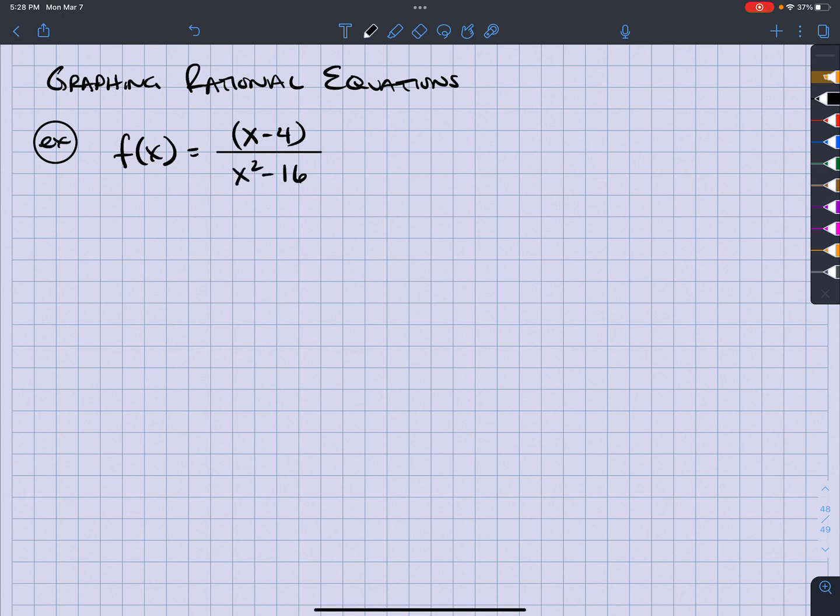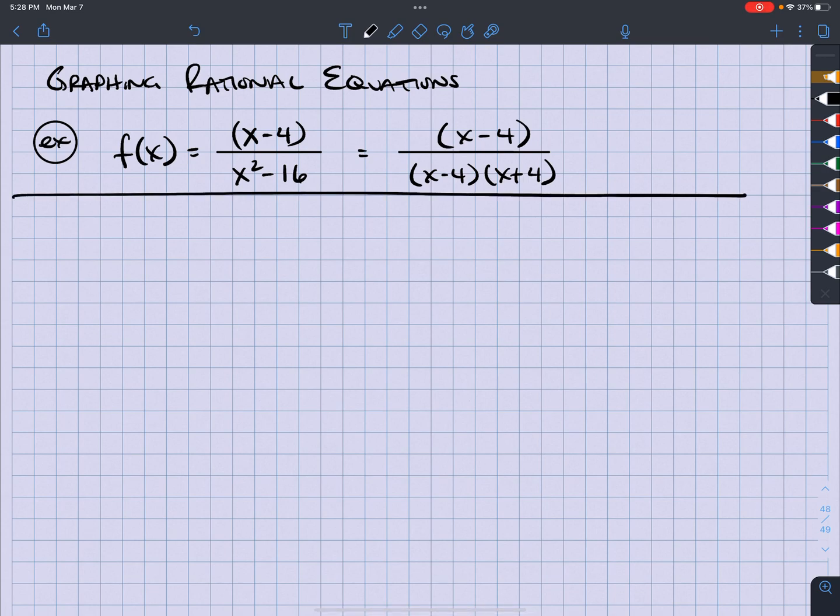Now, one of the things I realized is that the denominator is the difference of two squares. So really I have x minus 4 over x minus 4, x plus 4. It's very tempting for us to start canceling this out, but let's not do that yet, okay? I cut it down so we're going to skip doing symmetry, because it's not likely that it's going to have those symmetries. So we're going to dive directly into finding the x-intercept.